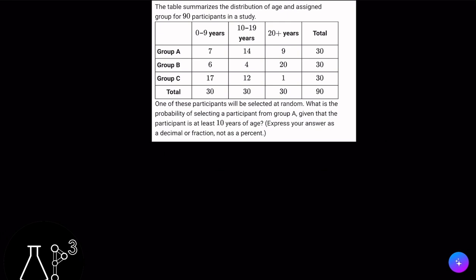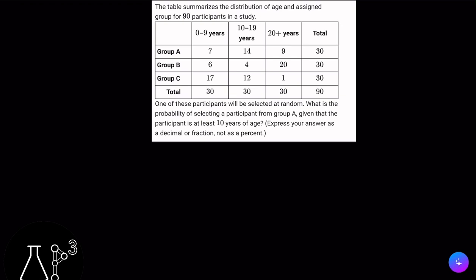Okay, let's do another question. The table summarizes the distribution of age and assigned group for 90 participants in a study. One of these participants will be selected at random. What is the probability of selecting a participant from group A given that the participant is at least 10 years of age? So what are we looking for?